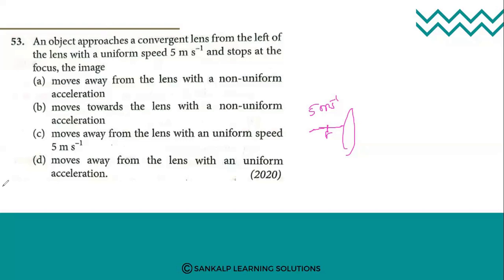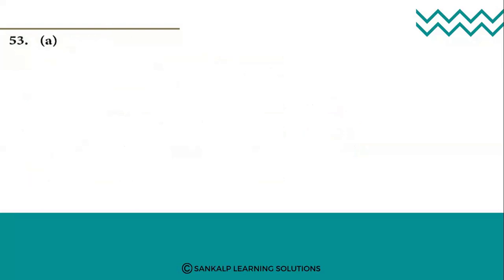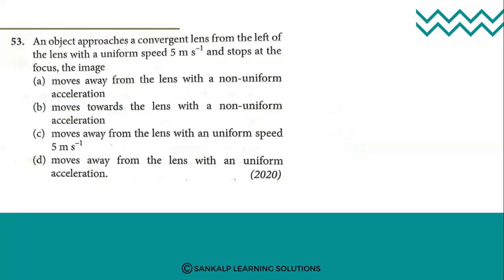So what happens to the image when the object is moving with a speed of 5 meters per second? Yes, the answer will be: when the object is approaching the lens at a speed of 5 meters per second, the image moves away from the lens with a non-uniform acceleration. So option A is the right answer. Okay, you can see this question was asked in 2020.